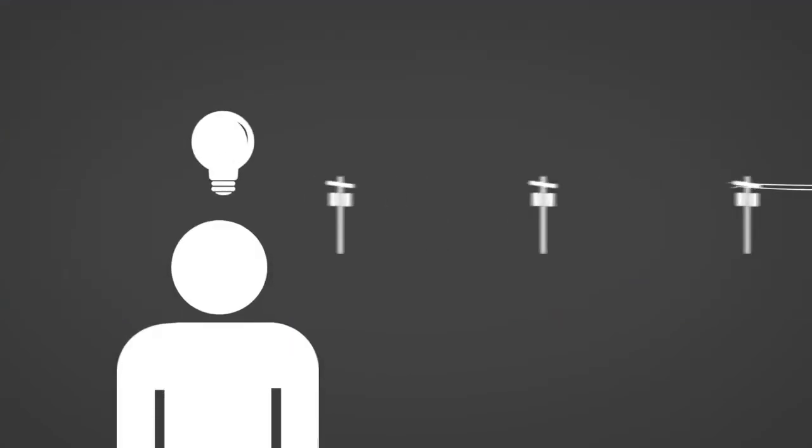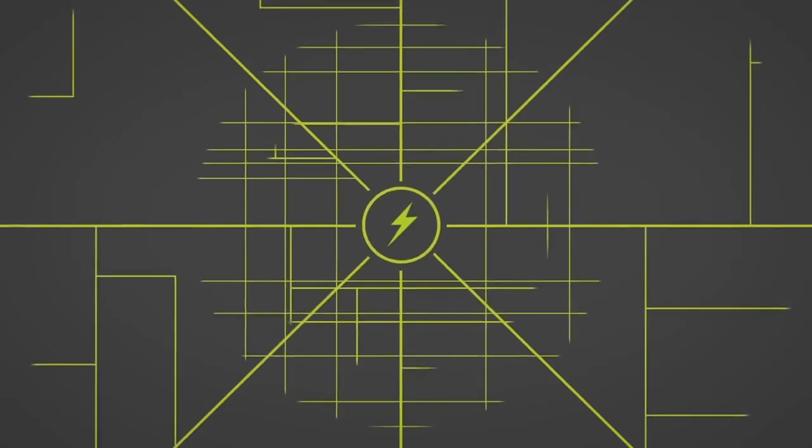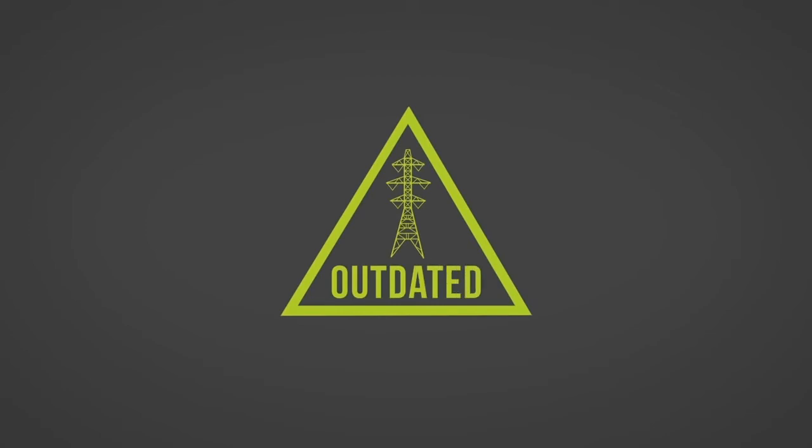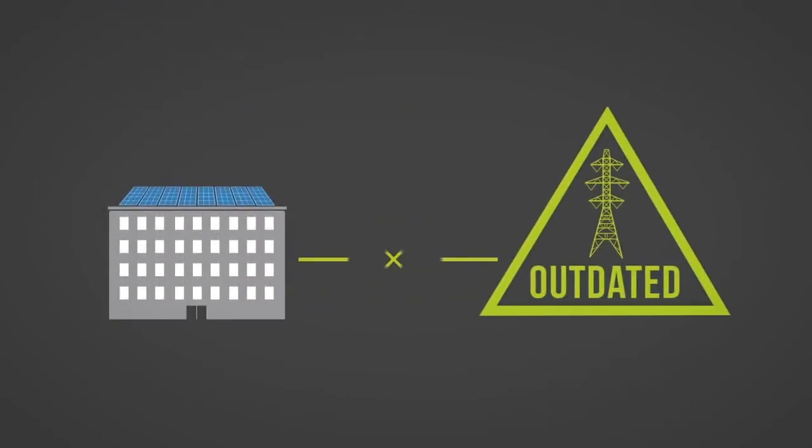The electrical grid is one of the most important inventions in our modern world. The centralized nature of the grid has made it an ideal structure for large-scale electricity production. However, some of the grid's infrastructure is outdated and is not capable of accommodating small-scale electricity generation technologies.